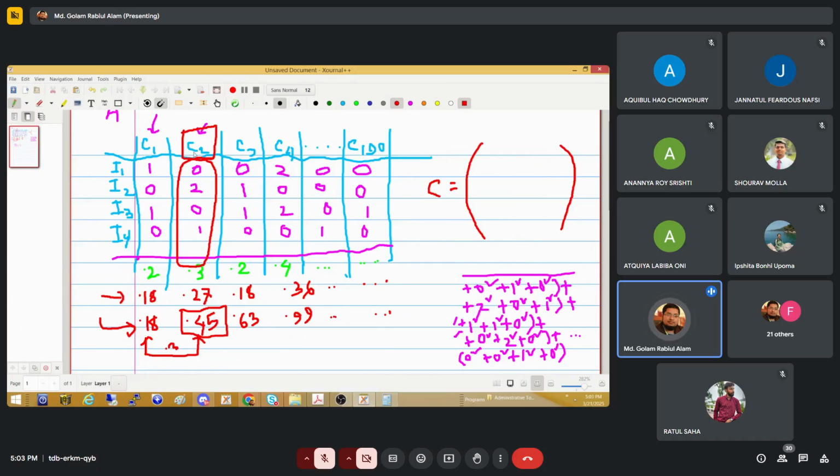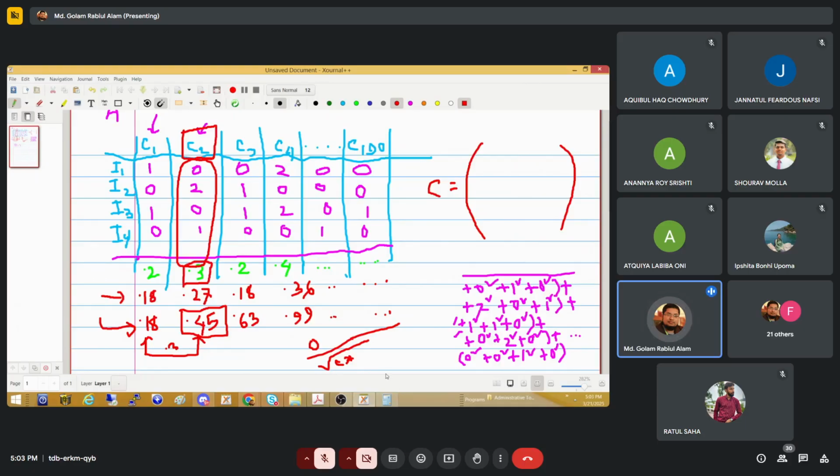We will add this column C2. This column we will add, but each and every value will be divided by the square root of C times the probability. Okay, C times the probability. The probability is 0.3.